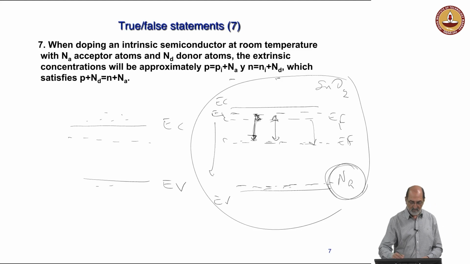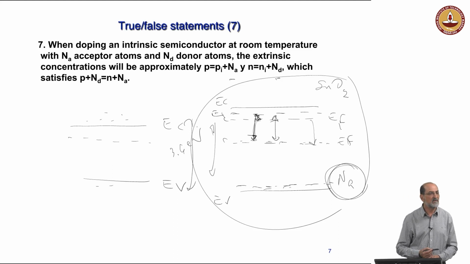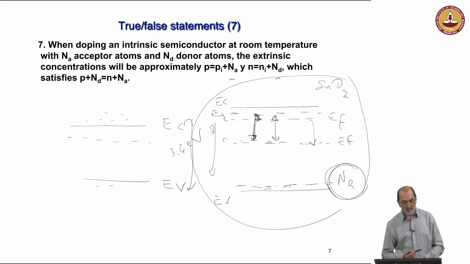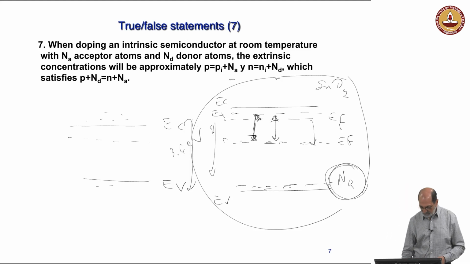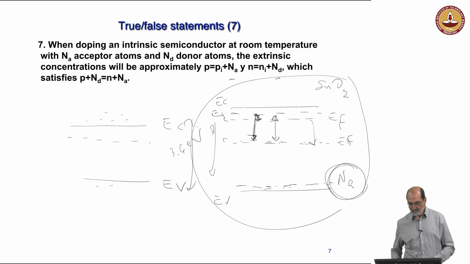And also the Fermi level cannot change much. This is about 3.6 eV, and in silicon and gallium arsenide, the width of the gap is less than half of this. Okay.